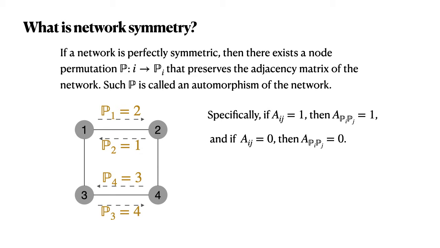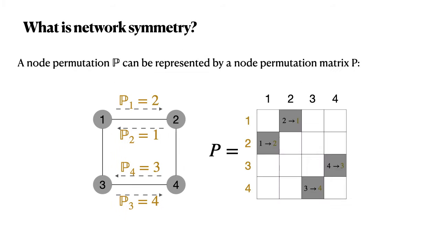Specifically, preserving the adjacency matrix means that if there is an edge between node i and j before permutation, which means that A_ij is 1, then there is also an edge after node permutation between node P_i and P_j, which means A_{P_i P_j} is 1. Similarly, if there is no edge between node i and j, then there is no edge after node permutation between node P_i and P_j.